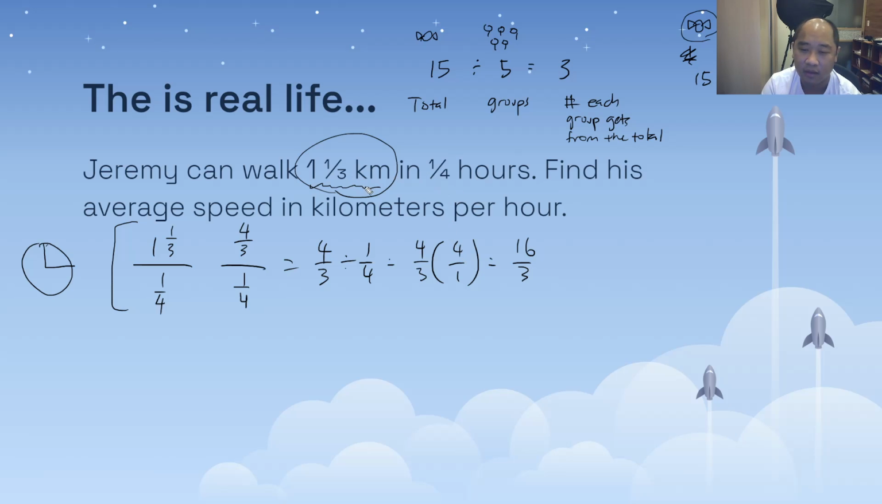But I said that I would allow you to write numbers as improper fractions, but only if it makes sense in the context of the question. The question is asking for an average speed, and you would never talk about a speed like this. You would never say 16/3 kilometers every hour. So you should convert this, and this is going to be 5 1/3 kilometers per hour.